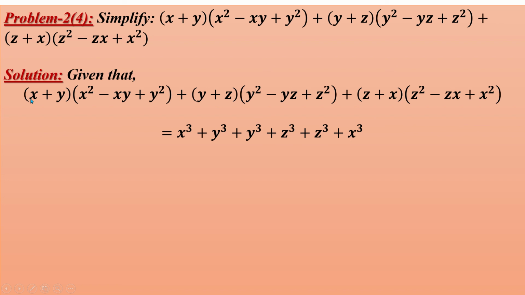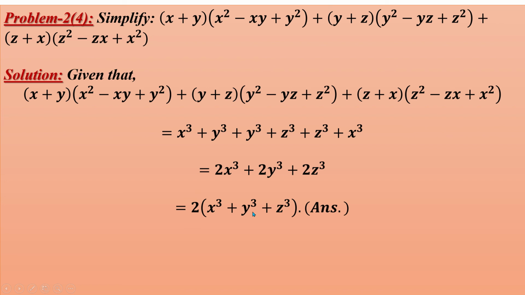And this equals z^3 + x^3. We know this formula: a^3 + b^3 equals (a+b)(a^2 - ab + b^2). I have already discussed this formula. Just adding here, 2x^3 + 2y^3 + 2z^3. Take 2 common: 2(x^3 + y^3 + z^3). This is the required answer.